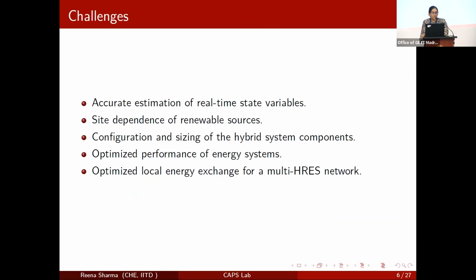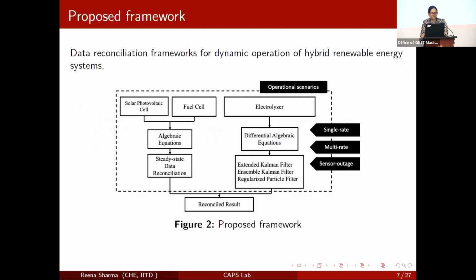Challenges like accurate estimation of real-time state variables, site dependency of renewable resources, configuration and sizing of hybrid system components, optimizing the performance of energy systems, and optimizing the local energy exchange for a multi-HRES network. So keeping all these challenges in mind, I first started with target 1. Target 1 is the accurate estimation of real-time state variables.